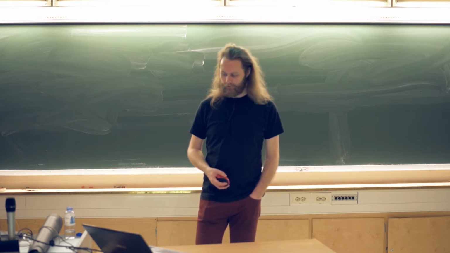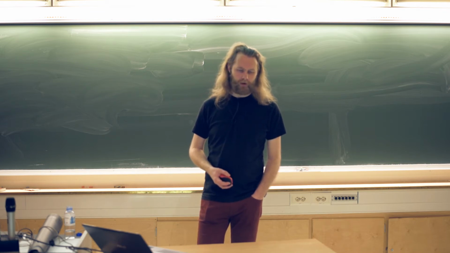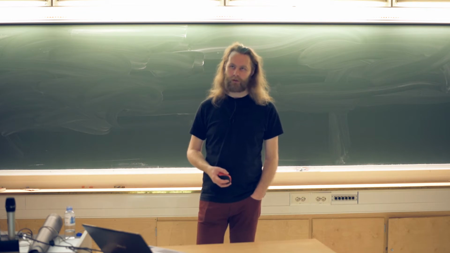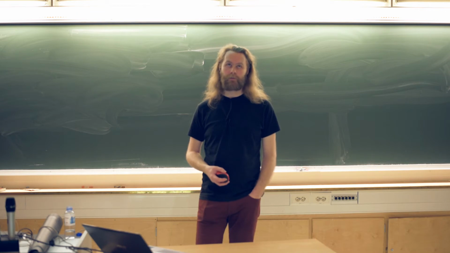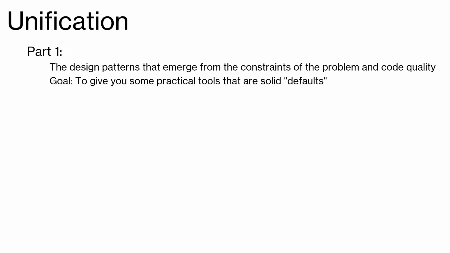In part one of this little mini-series, I talked about the design patterns that emerge from the constraints of the problem and the constraints of what I claim to be code quality, or what I claim to be good code quality. And the goal was to give you some practical tools that are solid defaults. They're not applicable in every scenario, but they're good places to start. So here's a short recap.